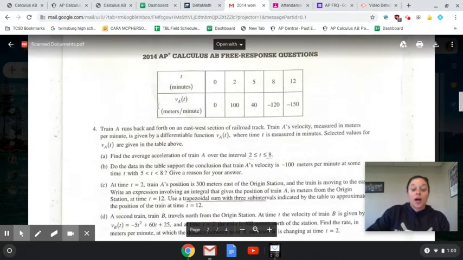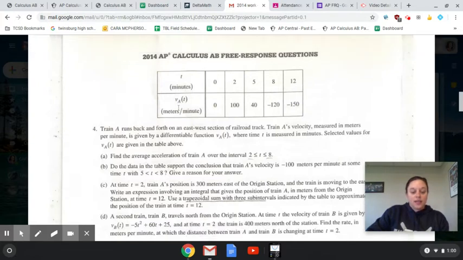that shows the velocity of train A. Acceleration is the derivative of velocity. If you want the average acceleration, it's like you're doing a basic slope. The average derivative would be just the slope over the course of time. So what that means, if you're going from 2 to 8, is you're going to look at the velocity of 8 minus the velocity of 2 over 8 minus 2.